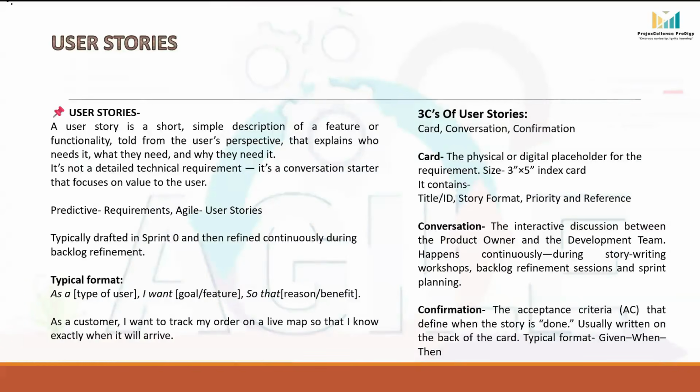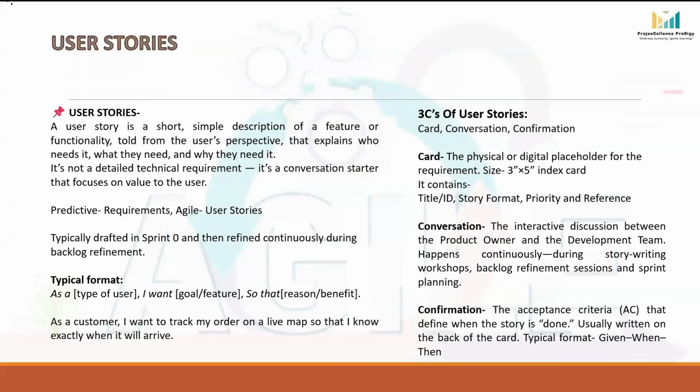A user story is basically a short and simple description of a feature which is written from the user's point of view. It explains who needs it, what they need, and why they need it. A user story is not a long technical requirement document. Instead, it is more like a conversation starter that helps the team focus on the value for the user.